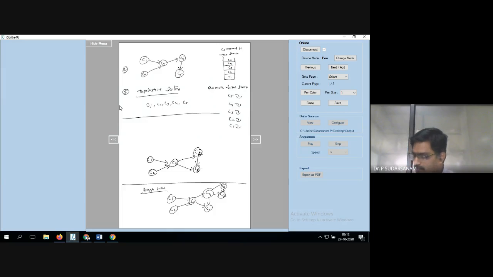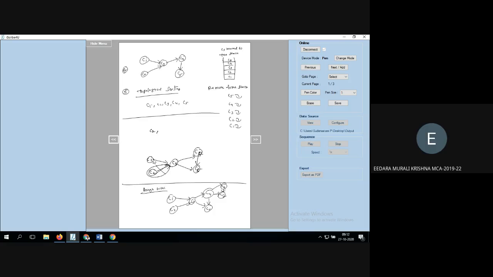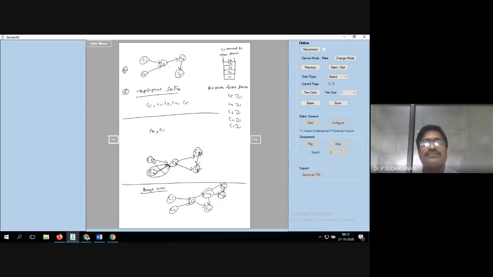So what about your diagram? Now if I start with C2, what will happen? This will be removed. Now where you don't have the in-degree, Murali Krishna, complete it. Sir, C1, C1. Next, C3, C3. So remove this. C3. Next.